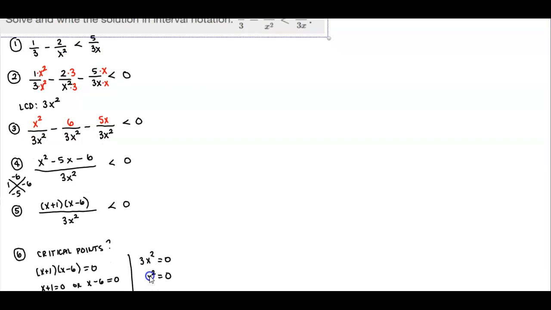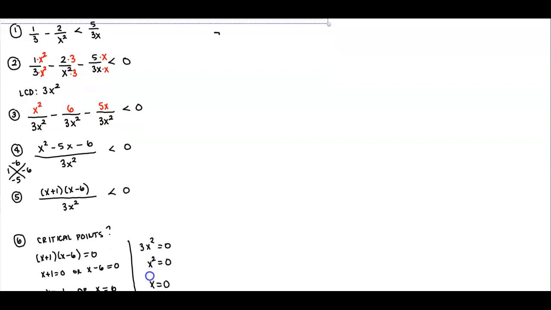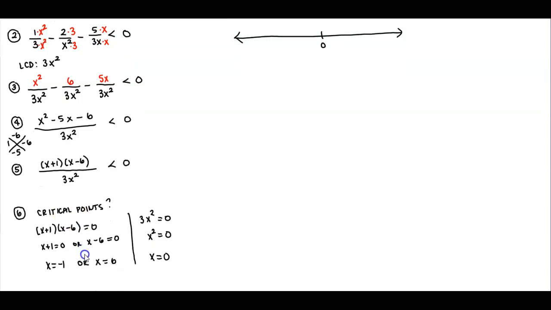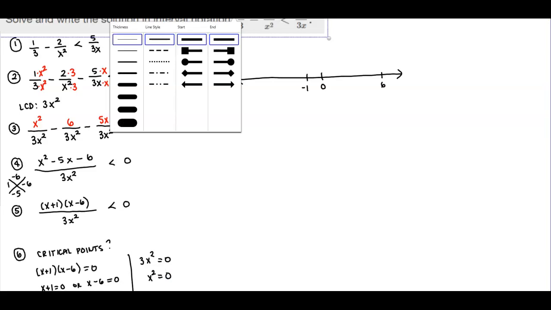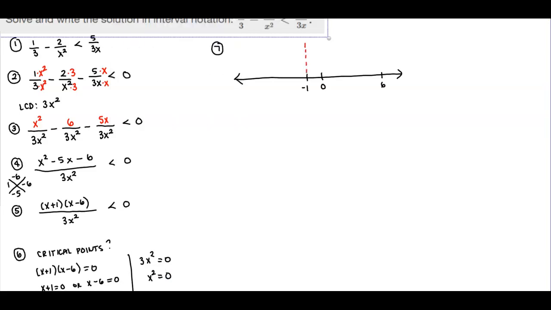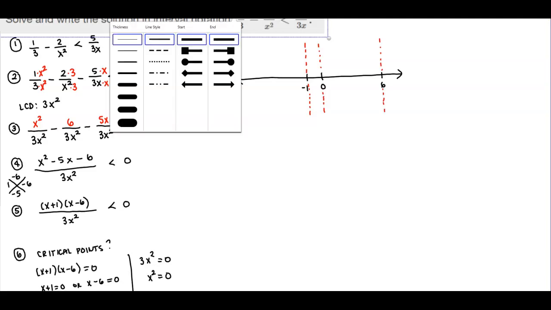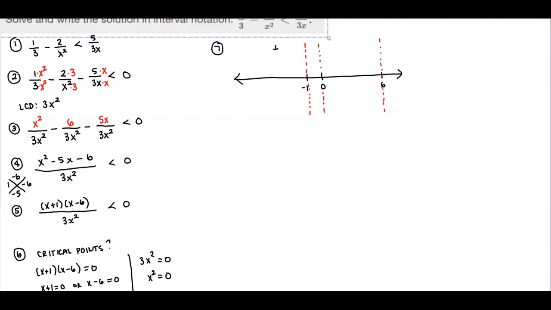Okay, so now we're going to create our number line. So what does our number line tell us? Well, we have a critical point at 0. We also have critical points at -1 and 6. So we have a critical point at -1, and then we also have a critical point at 6. So now let's go ahead and create our regions. We have something here, and then we have another one here. So what this tells us is that we have 1, 2, 3, and 4 regions.